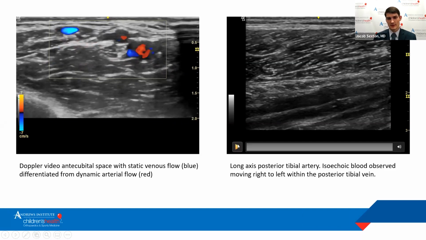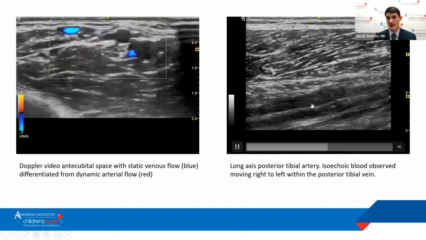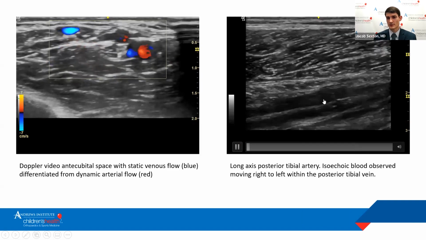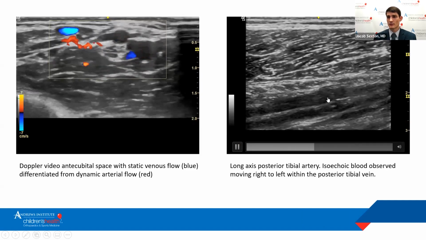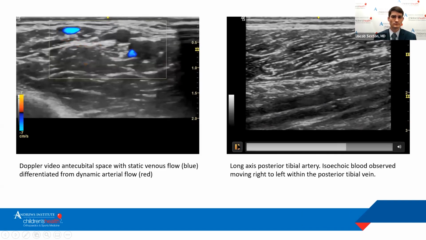Now, this image here, nothing really special about it, but if you pay close attention, you can actually see the isoechoic blood moving in the posterior tibial vein. I'll pick it out for you once we get it started. If you look here, there's the posterior tibial artery coming through here. And if you look through there, eventually you'll see some very subtle hyperechoic structures. That's when you actually see blood moving within the vessel. And that's one of the ways we can use diagnostic ultrasound when evaluating for vascular injuries such as deep vein thrombosis.